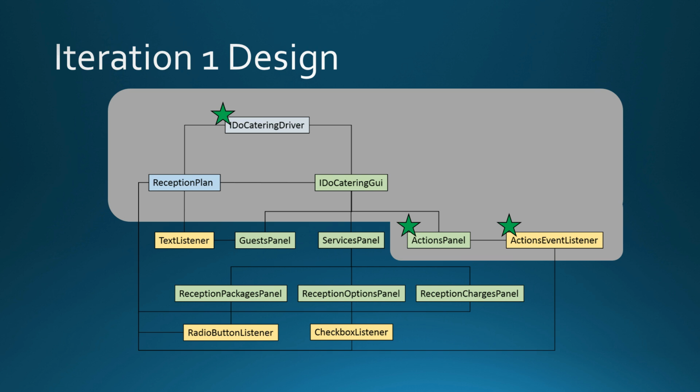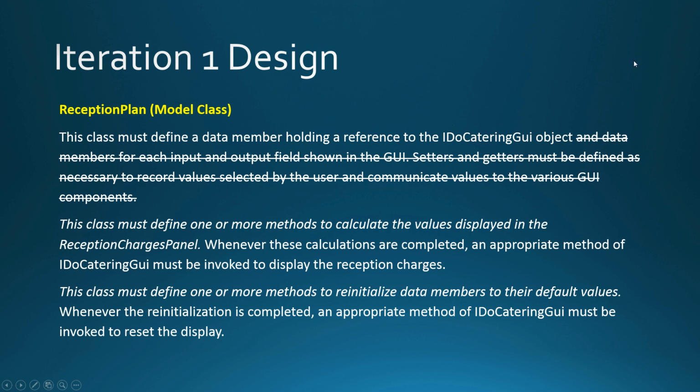Those classes you see annotated with stars are classes we're going to completely implement in this iteration. The other 2 classes we are going to partially implement. The iteration 1 design section in the programming assignment also gives us some guidance to how each of these classes should be implemented. I've taken that text and reproduced it here on this slide and the following.